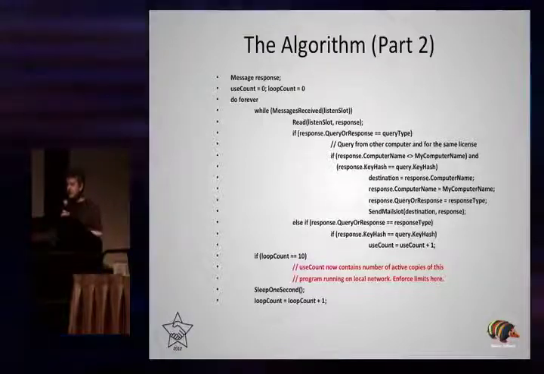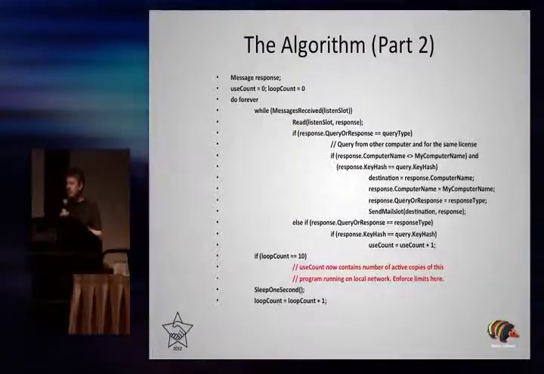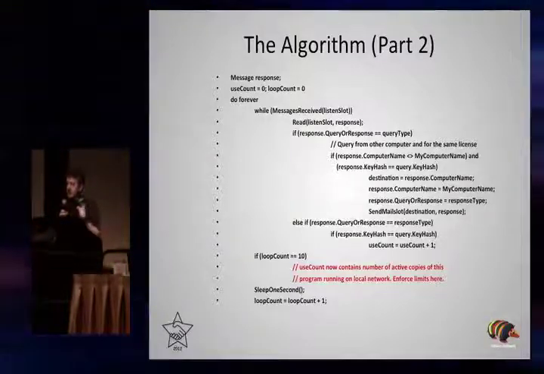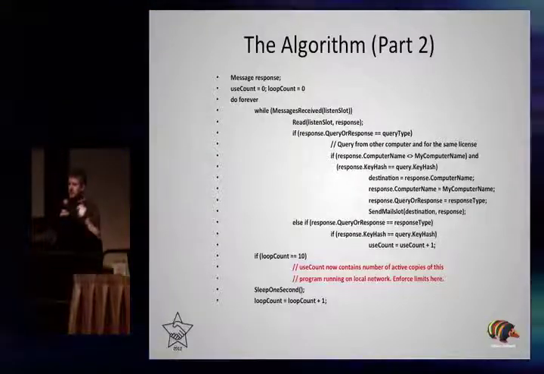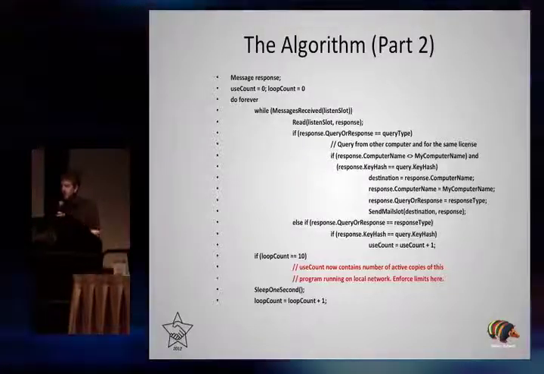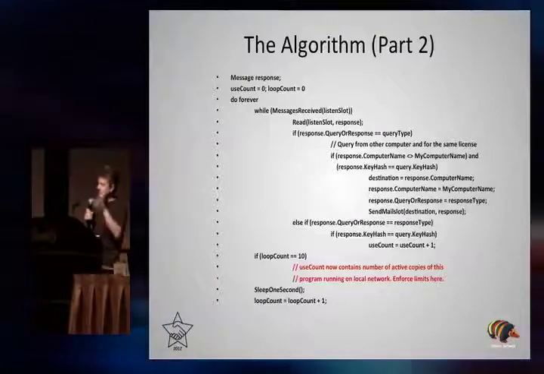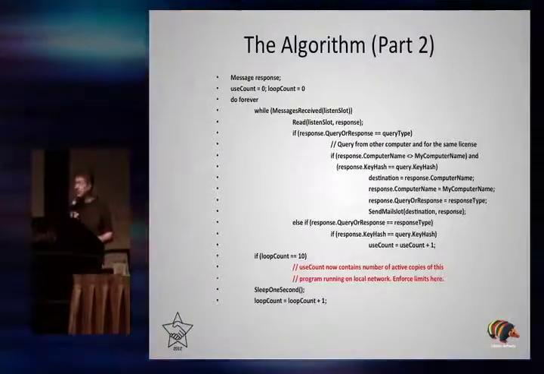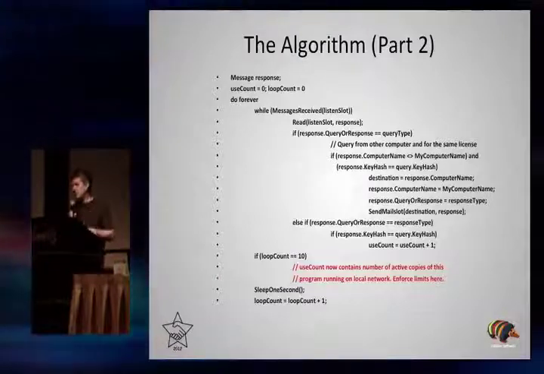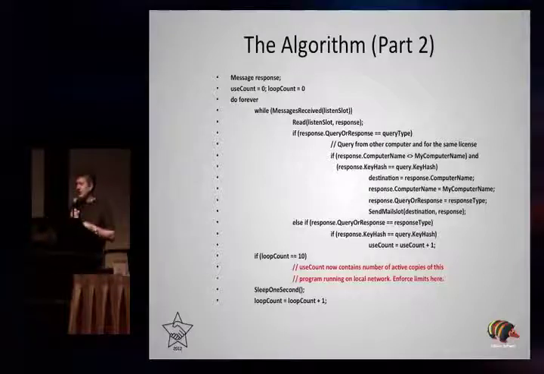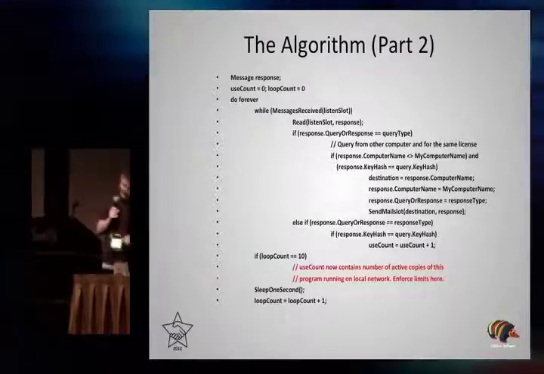The count is equal to the number of current users of this license. Is it more than the number that's encoded in the license? And if it's more, take whatever action you deem is appropriate. Either give them a pop-up saying, hey, you're using this beyond your seat count, or if you want to be drastic, shut the program down. Do whatever it is you need to do. I don't deal with that.